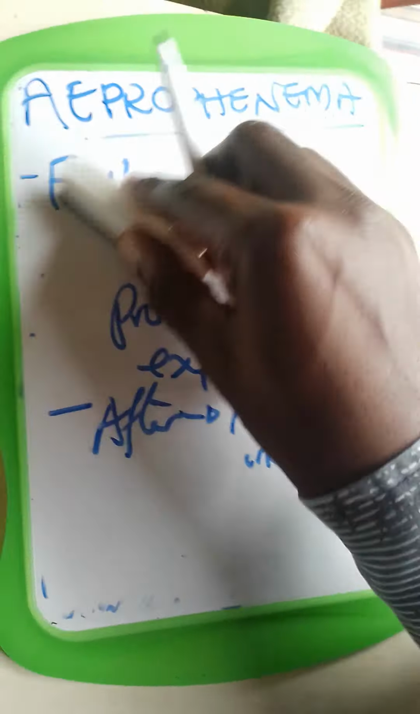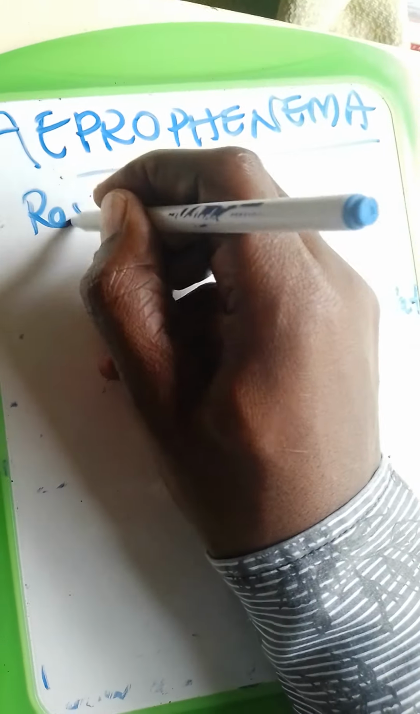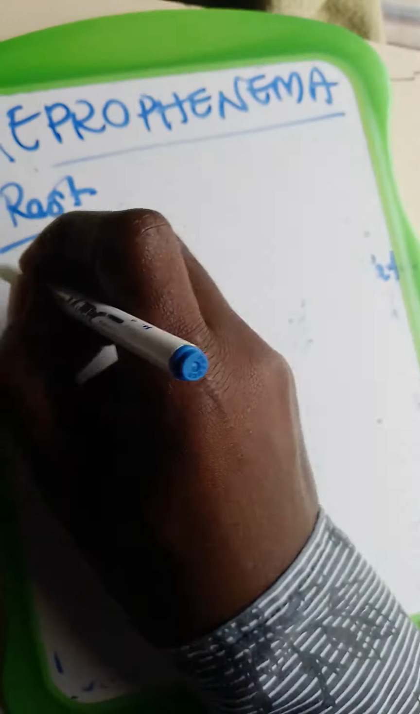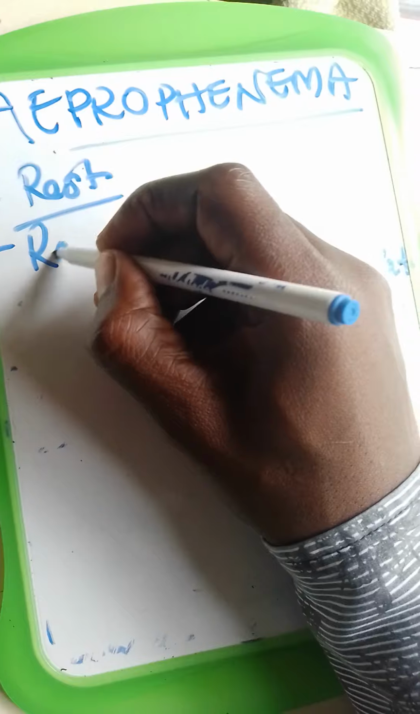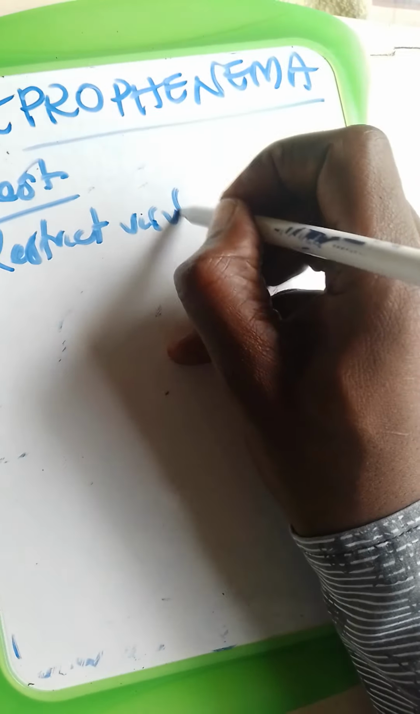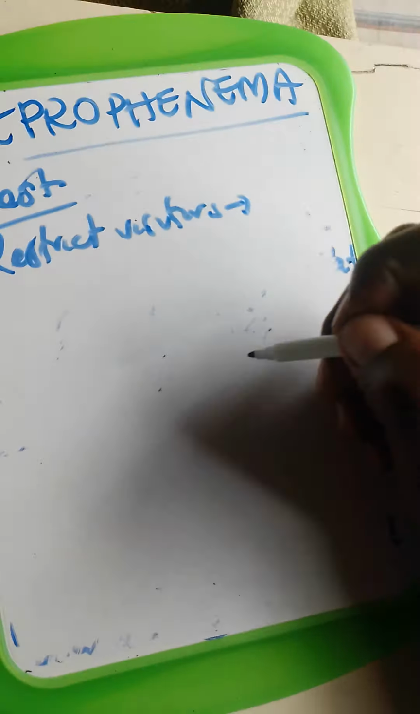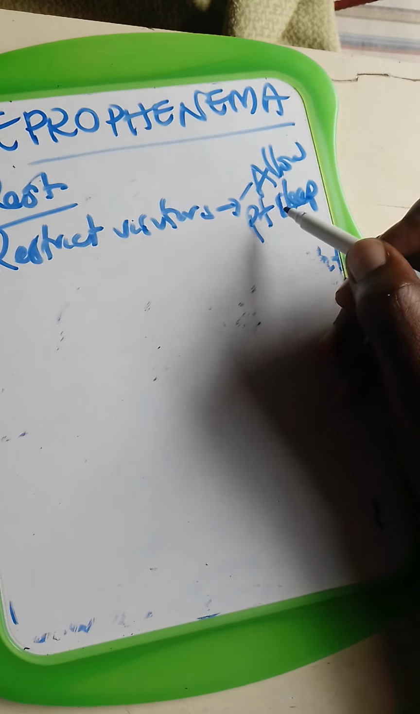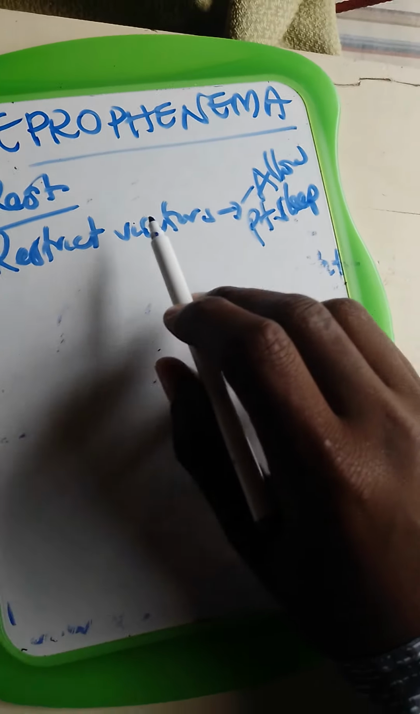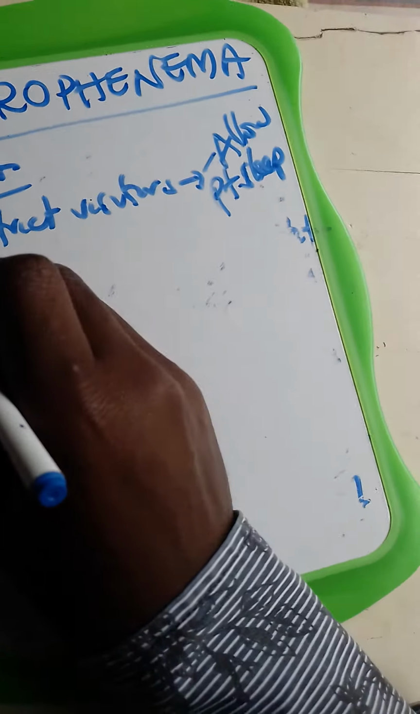Okay. So then, what about those who go, say, to a point of rest? When you talk about rest, let's look at what points you can raise plus possible rationales. What if you say I will restrict visitors? So when you restrict visitors, what should be the possible rationale? I will restrict visitors in order to allow the patient to sleep. So you want the patient to sleep. That's why you want to restrict visitors. Or apart from the word sleep, you can use to allow the patient to rest.